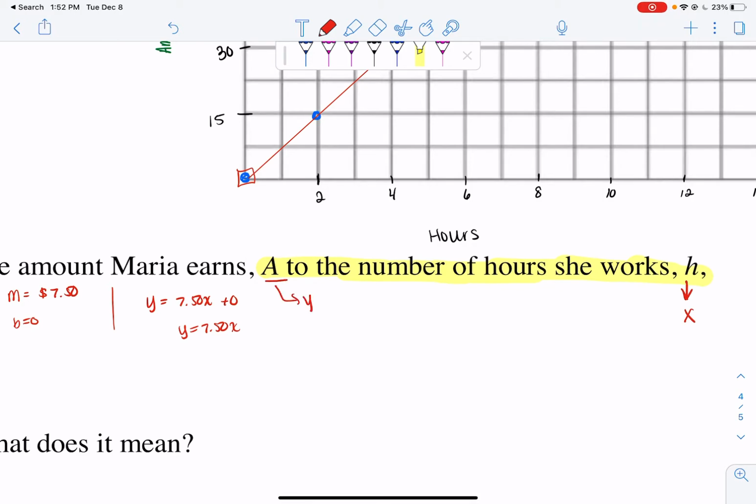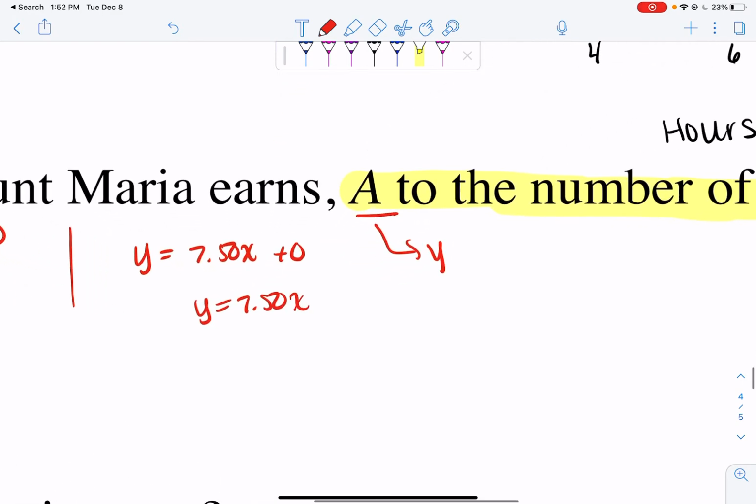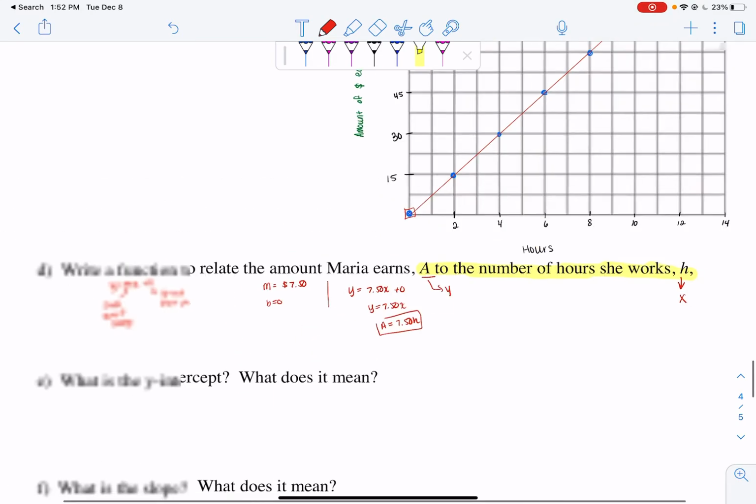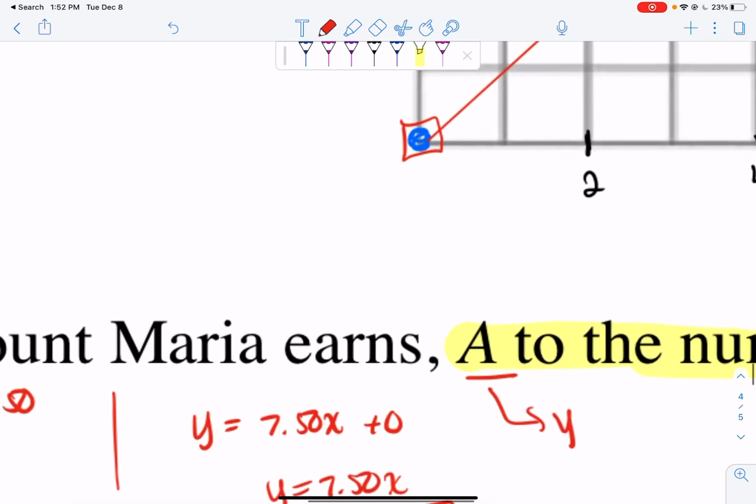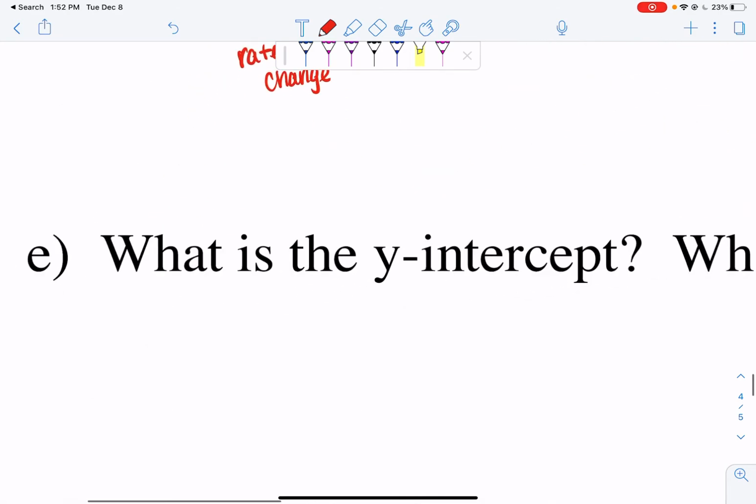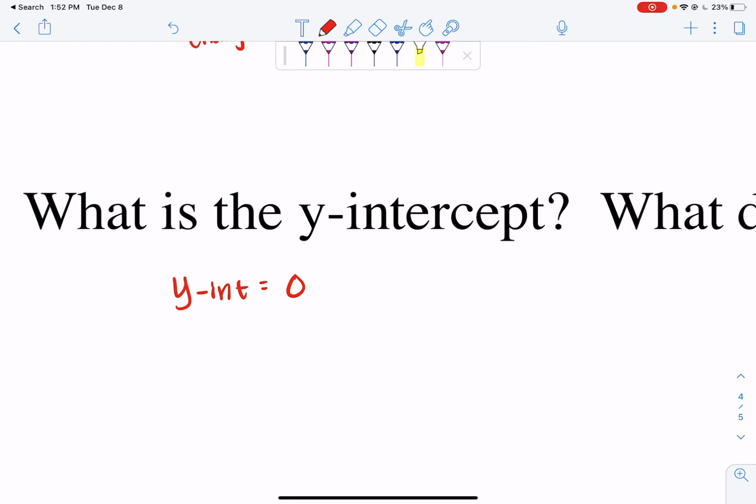So everywhere I see a Y, I'm going to put A, and everywhere I see an X, I'm going to put H. So I have A equals 7.50H, and that's your equation. Now, part E says, what is the y-intercept? Well, we said our y-intercept before was (0, 0). So in this case, our y-intercept is just going to be 0. Now, what exactly does that mean? It simply means that if she doesn't work, she doesn't make any money.